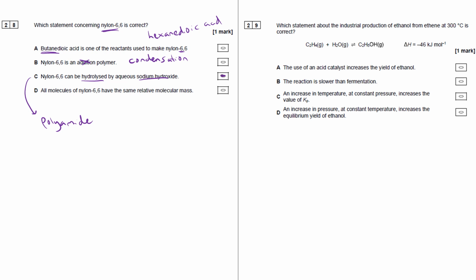All molecules of nylon 6,6 have the same relative molecular mass. Well, because it's a polymer, and the way that polymers form is you get polymers with different chain lengths. So the different polymer chain lengths would have different Mrs. So that's why D is incorrect.